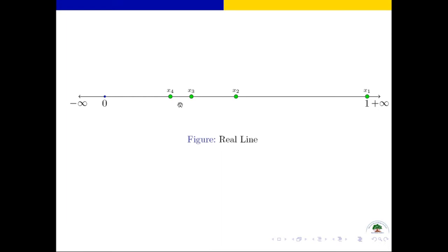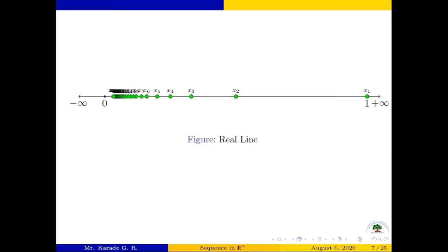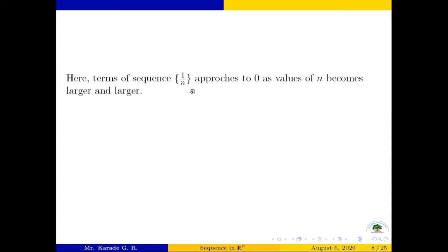So you observe that the green dots are terms of the sequence, and these terms are approaching one number, that is the number 0. So see here, we observe that the terms of the sequence are approaching towards 0. So we can say that the terms of the sequence xn equal to 1 upon n approach 0. Therefore 0 is the limit of that sequence 1 upon n. So here the terms of the sequence 1 upon n approach 0 as the values of n become larger and larger.